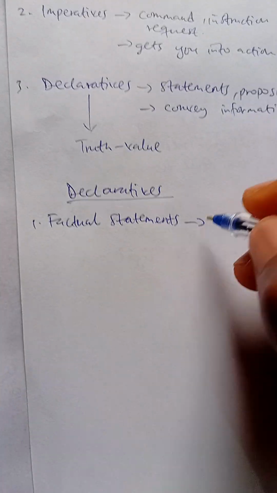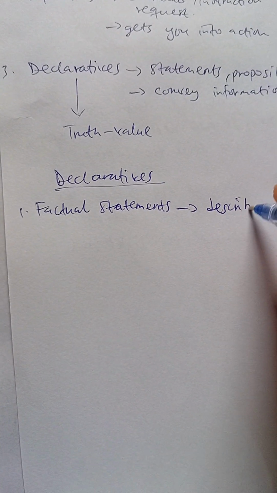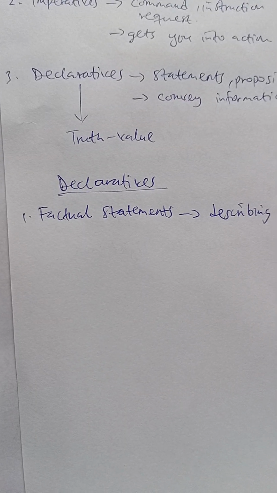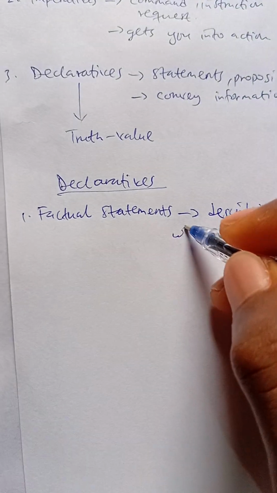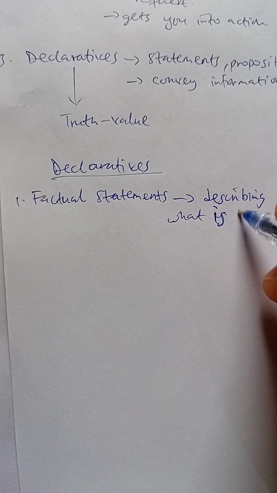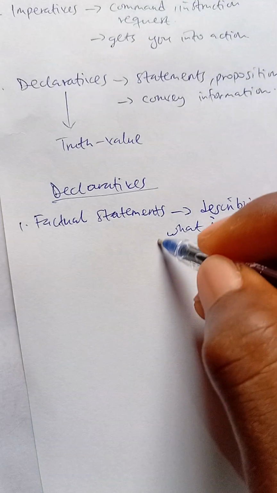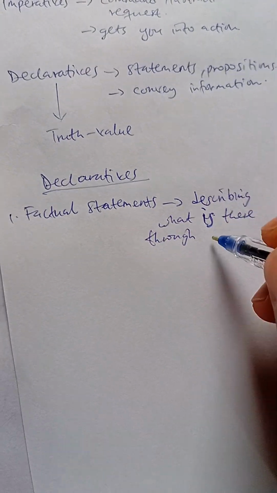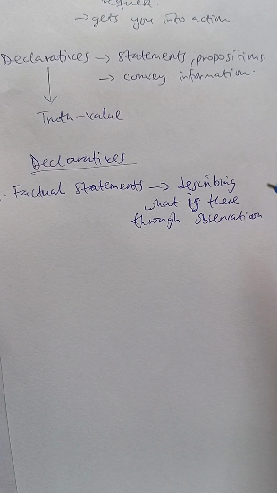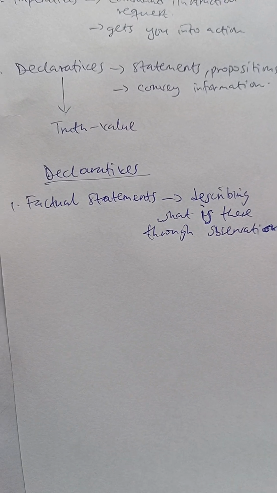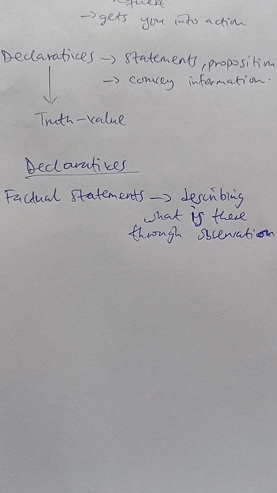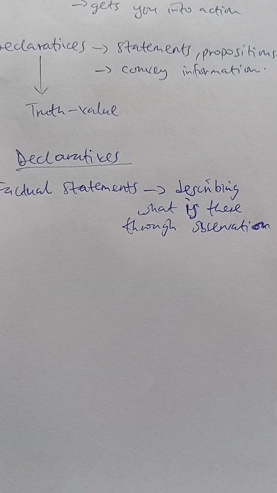It's describing what you can see through your sense of observation. Then we call it a factual statement. So that is one aspect of declaratives.